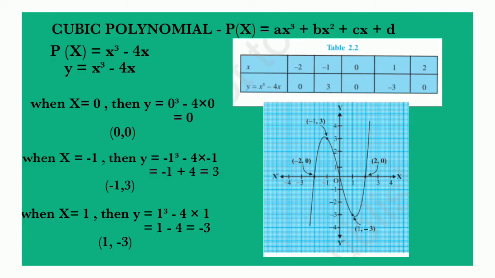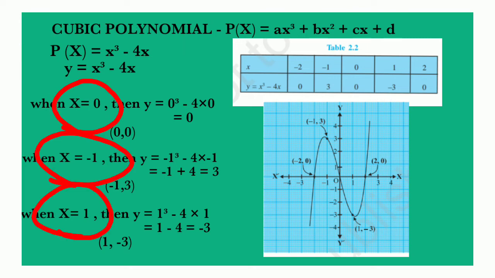Okay. The next case is cubic polynomial. What is the general form? P of x equal to ax cube plus bx square plus cx plus d. So there exist how many zeros? Three zeros. So how to find the three zeros? By using graphical method. The same way, we can take one example, p of x equal to x cube minus 4x. So this is a cubic polynomial, and y equal to x cube minus 4x.